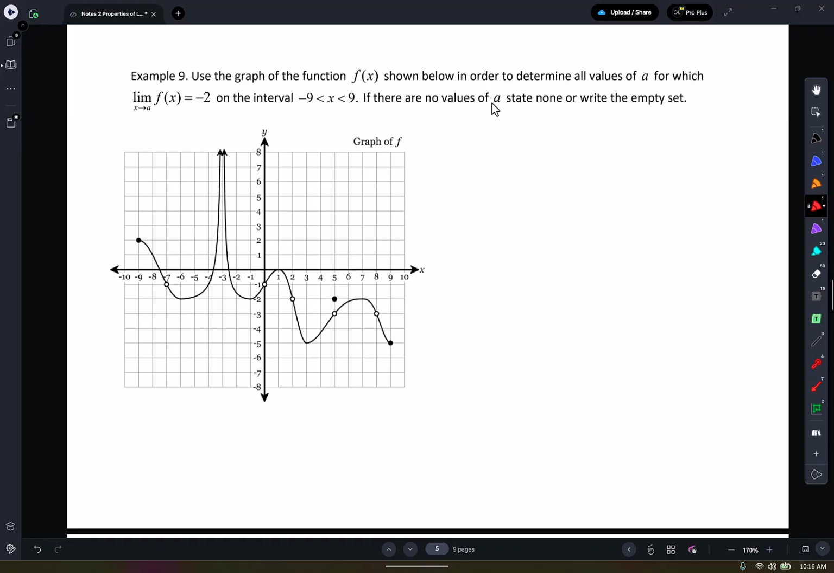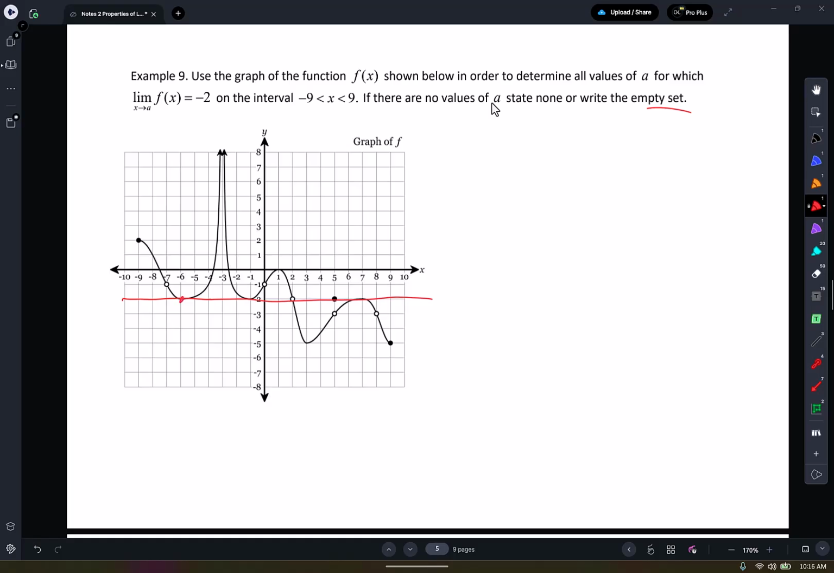Use the graph of the function f of x shown below in order to determine all values of a for which the function has a limit of negative 2. If there are no values of a, state that there are none, or write the empty set. Empty set just means to push enter because it's an empty set. So negative 2 is right here, guys. I like to just draw a line. There we go. And so that's y equals negative 2.